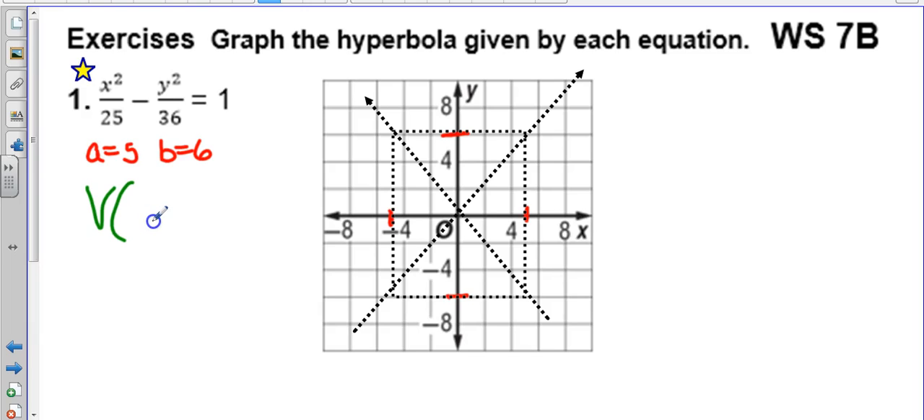Be careful. I think it's 5, 0, right? Because it's on the x-axis. You good? That's totally something I would do, by the way. I always write those backwards.